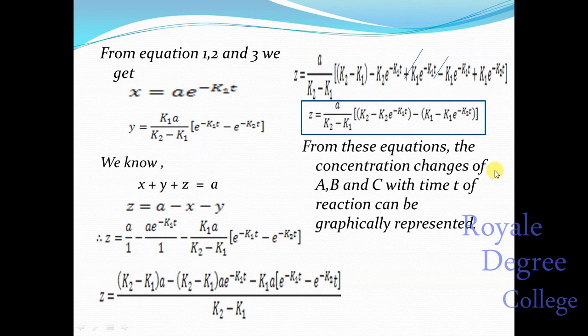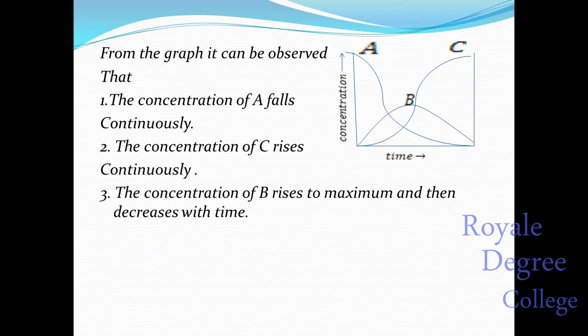From these equations, the concentration changes of A, B and C with time t of reaction can be graphically represented. See here, from the graph it can be observed that the concentration of A falls continuously, the concentration of C rises continuously, and the concentration of B rises to a maximum, then decreases with time.